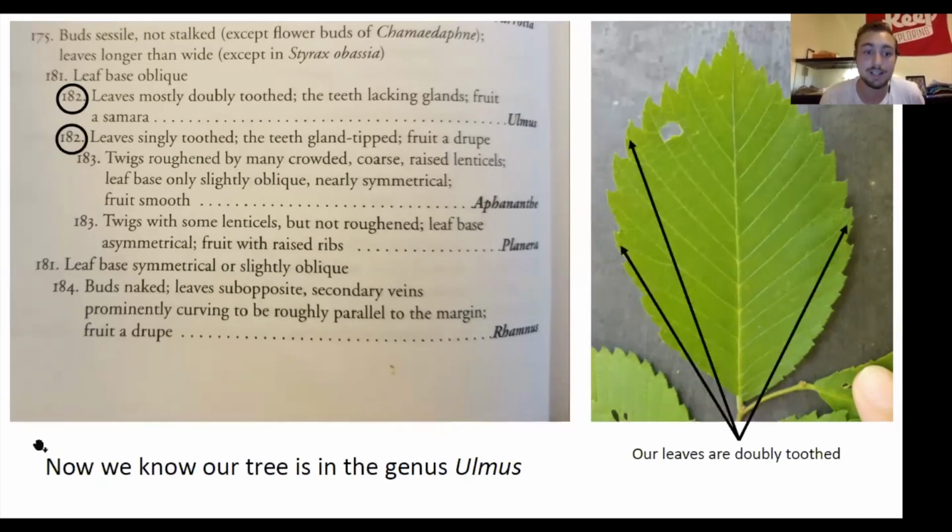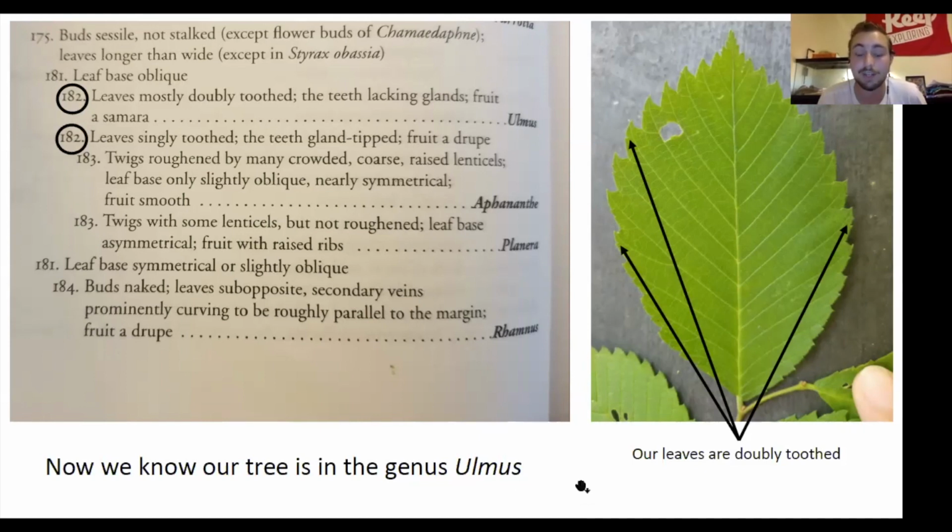That'll be in our next couplet. And 182, where it asks if we have doubly toothed leaves or singly toothed. You'll see I pointed out some apparent doubly toothed features here. And because of that, we now know our tree is in the genus Ulmus right here.